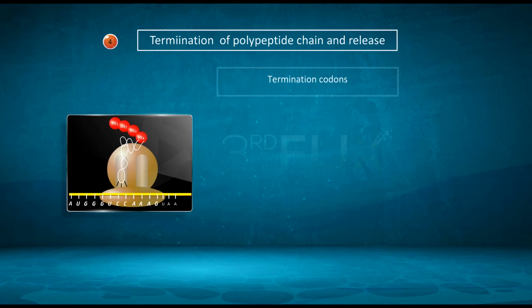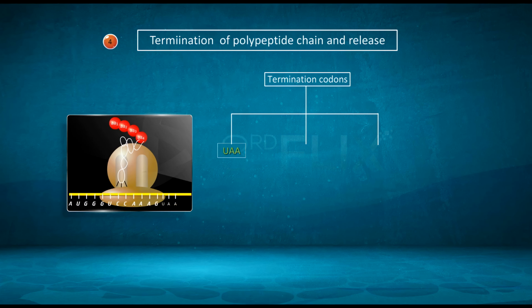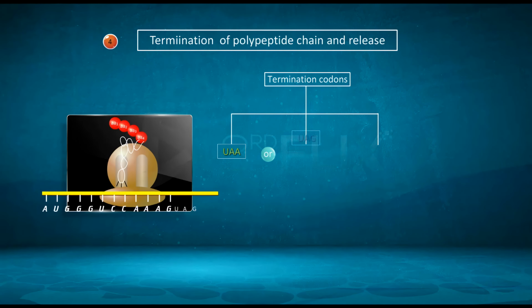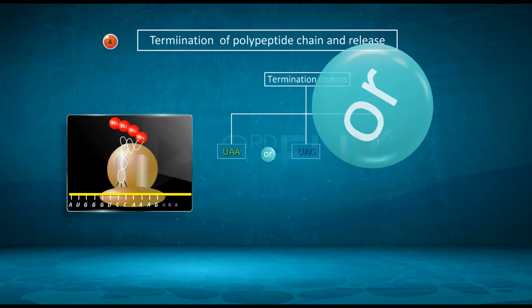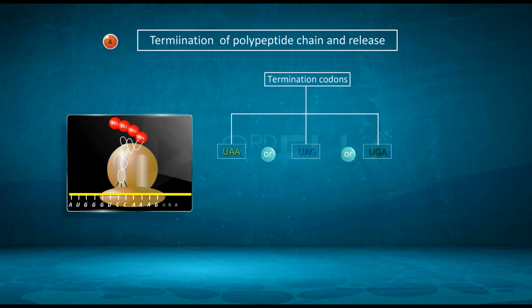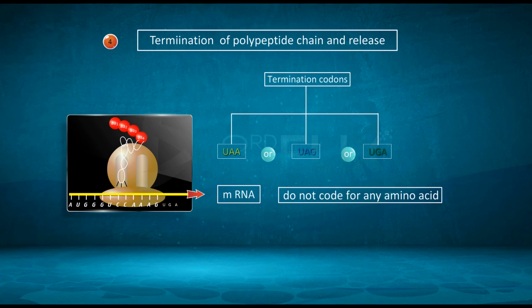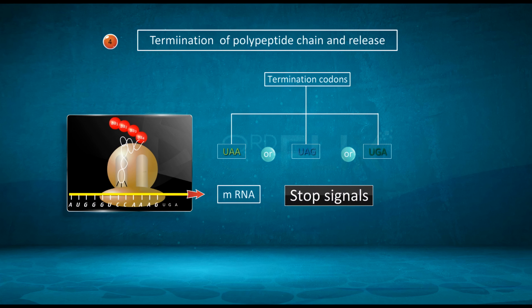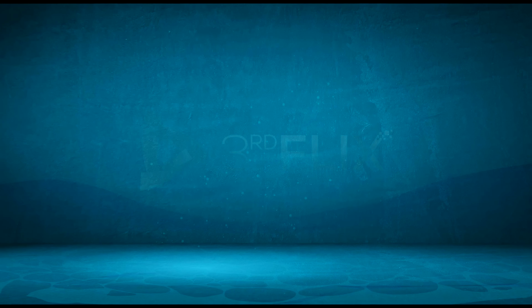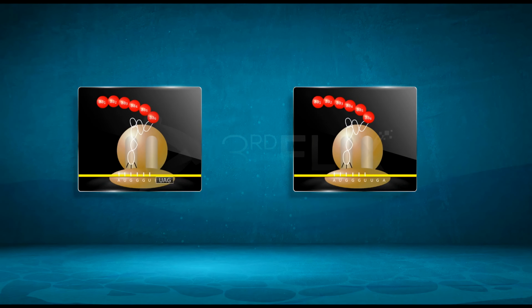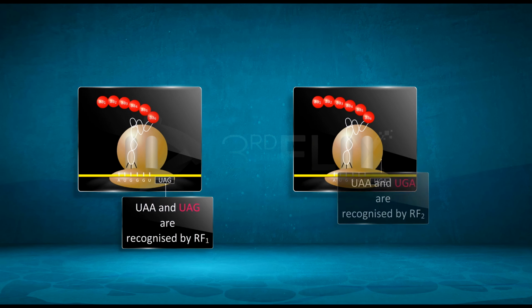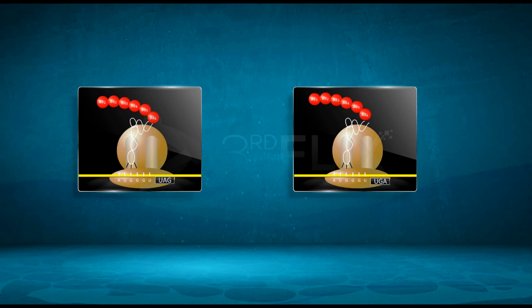Termination of polypeptide chain and release. Termination codons may be UAA or UAG or UGA that is present in mRNA. They do not code for any amino acid. Hence, these codons act as stop signals. RF1 and RF2, released by RF3, recognize termination codons.